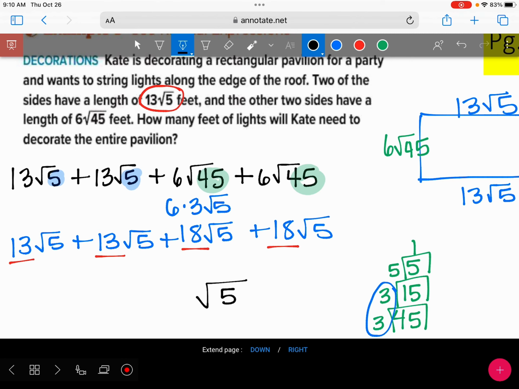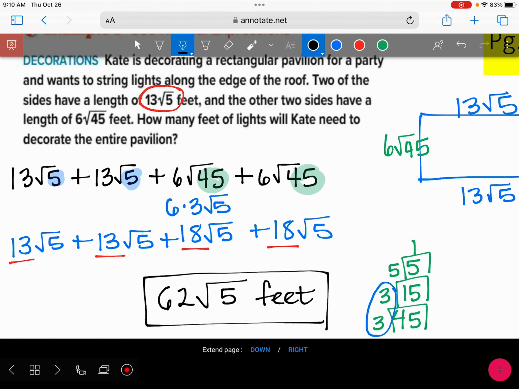62. Anybody get 62? 13 plus 13 plus 18 plus 18, 62. So my answer would be 62 square root of 5 feet. That's how much feet of lights she's going to need to go around the entire rectangle. Yes. Why did you have to do the cake method?